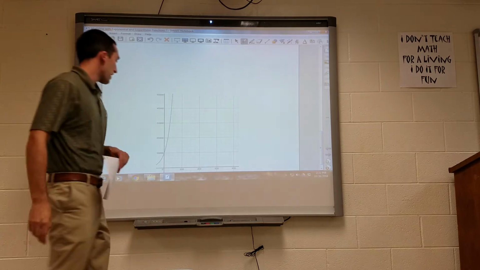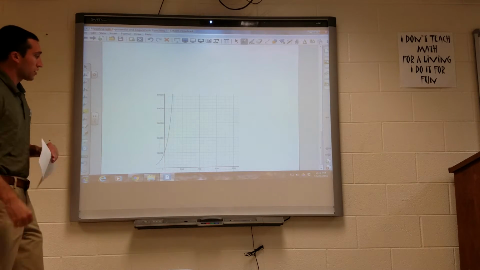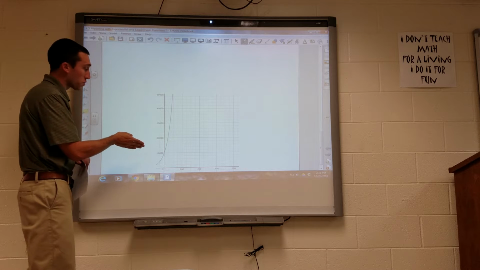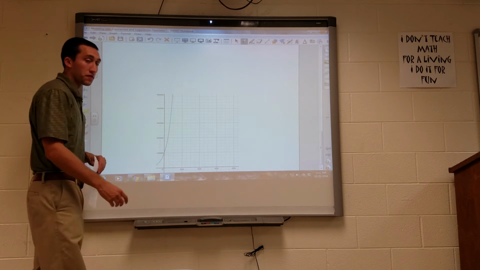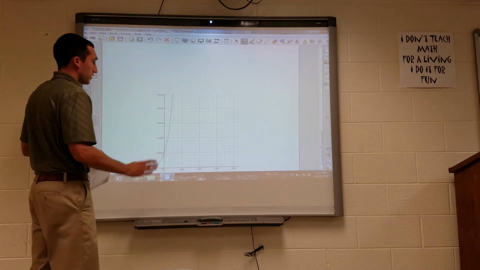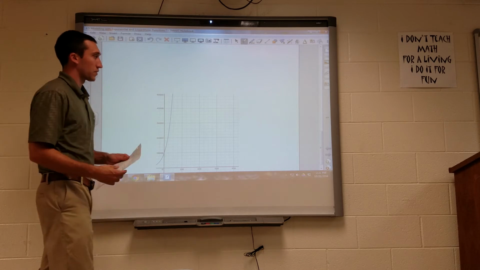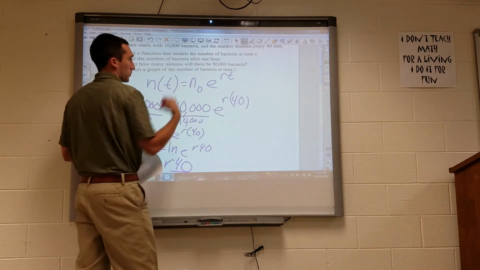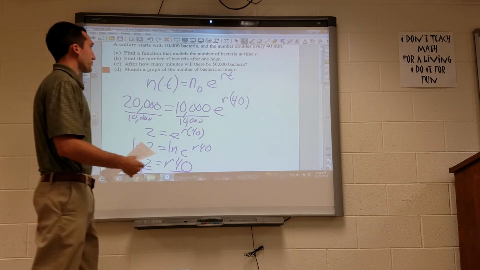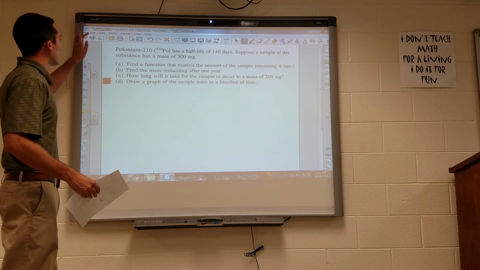So here I already have the graph for us. Our y-intercept is going to be 10,000, and it's going to grow exponentially from there with the number of bacteria growing exponentially. Right? Because our variable is in the exponent, so it's going to grow exponentially. So that was a growth one.